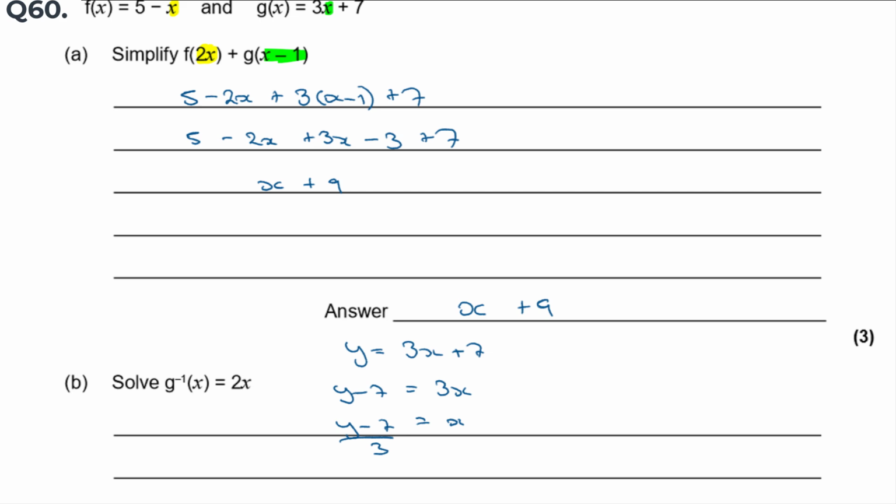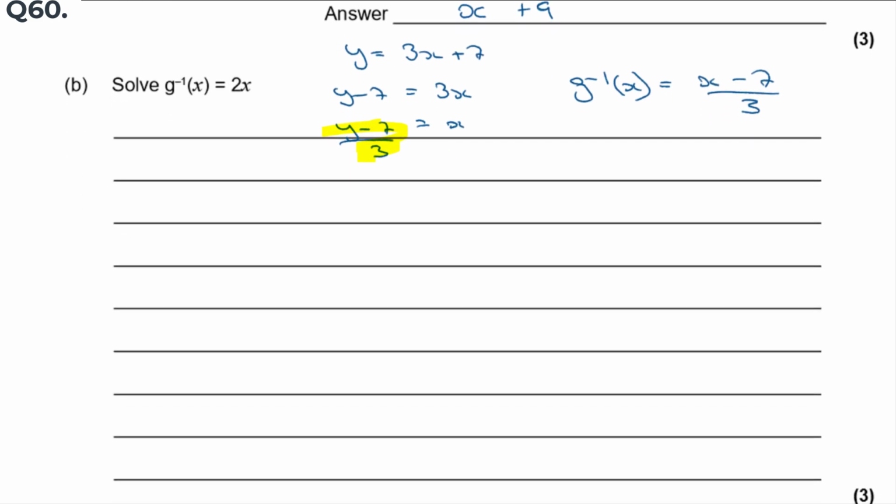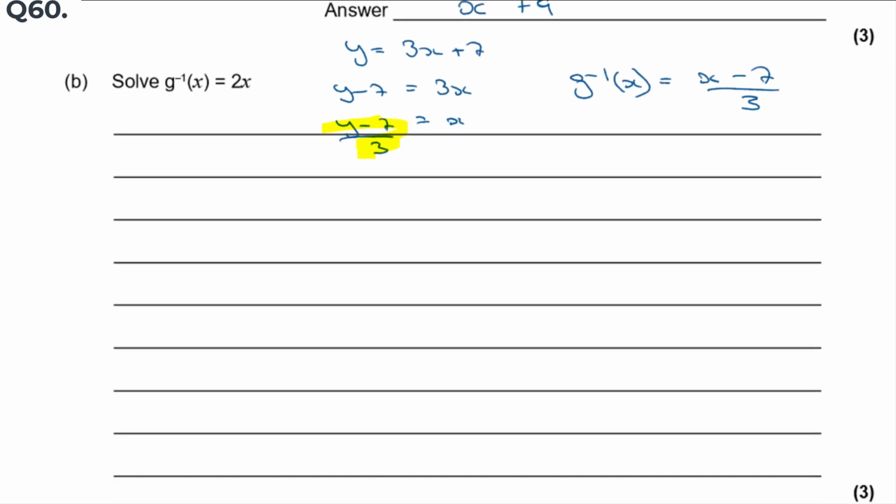Okay, so once I've rearranged it like that, then I can say that g to the minus 1 of x is going to be this expression here, but with the y replaced back with an x again. So it's going to be x minus 7 over 3. And the inverse function is, if you put a number into the function and get another number, the inverse function will take you back from that other number to where you started from. Okay, so that's my inverse function, g to the minus 1 of x, and I've been told that's equal to 2x, so I'm going to put it equal to 2x.